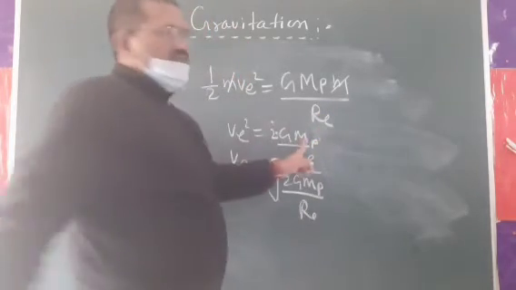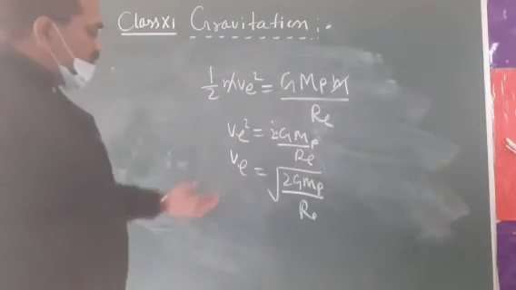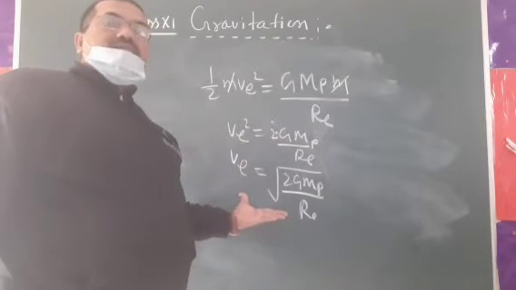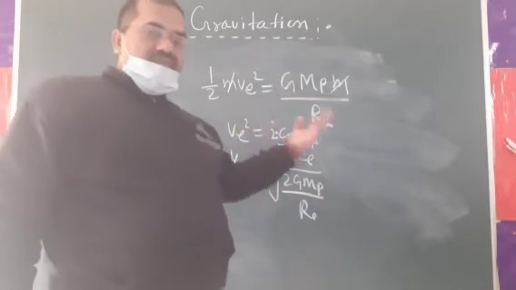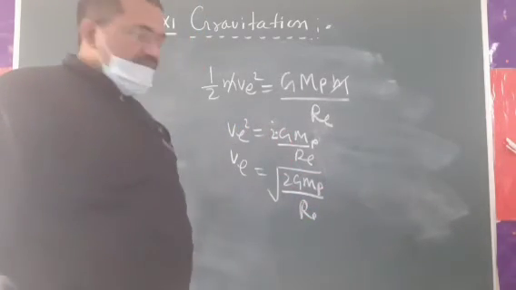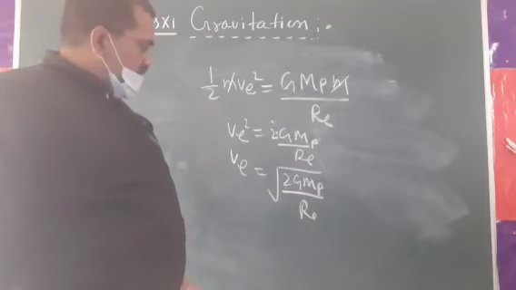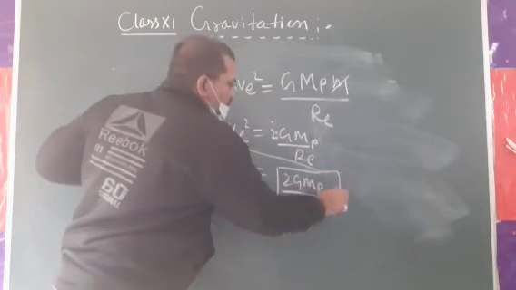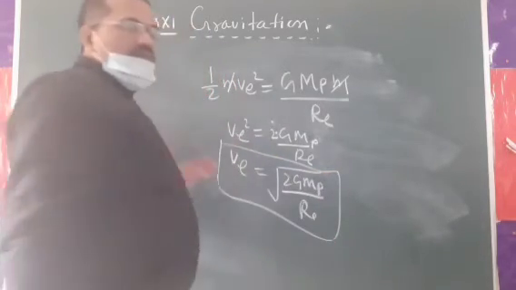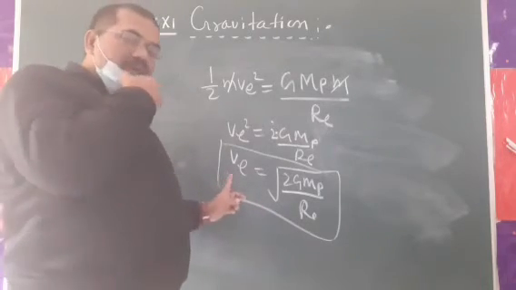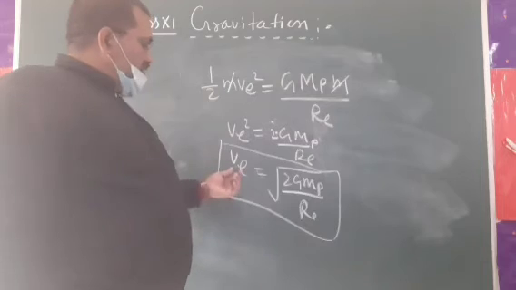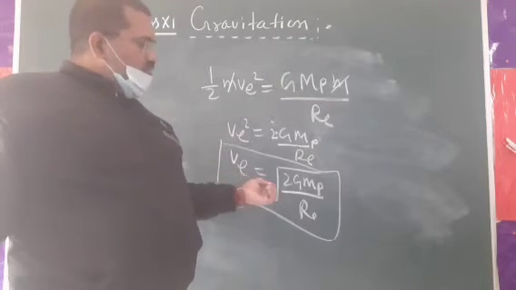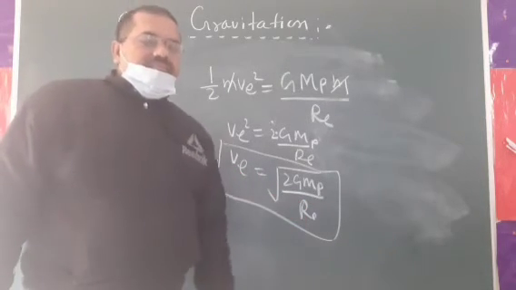M_P is the mass of the planet. So this is the escape velocity required for the body to just leave the gravitational field and go to infinity. So this is a very important formula. Energy corresponding to escape velocity is called escape energy. Okay? So v_e equals root 2 G M by R_E.